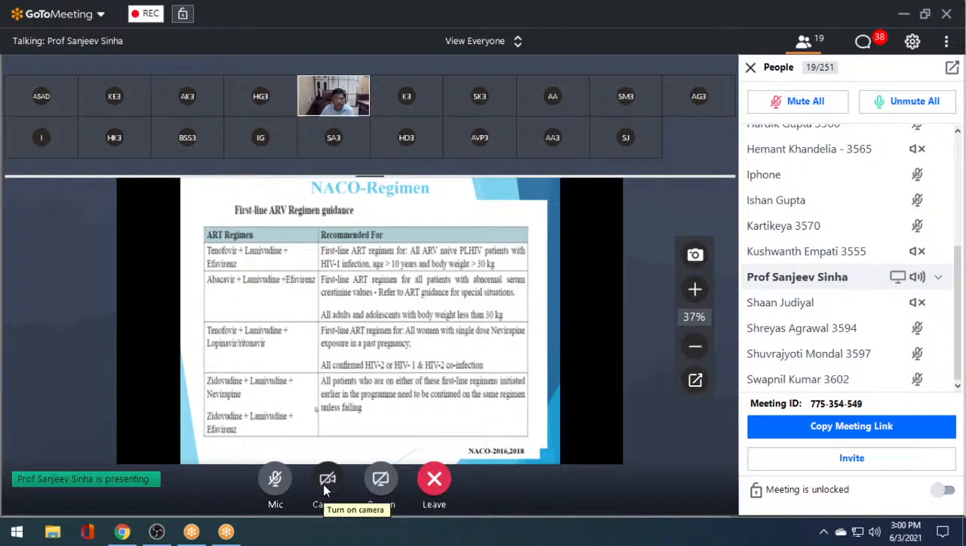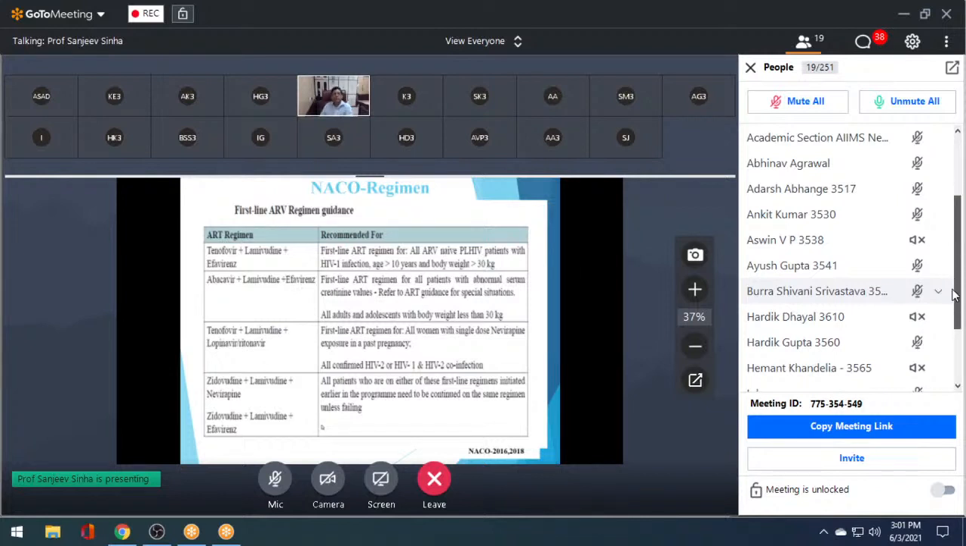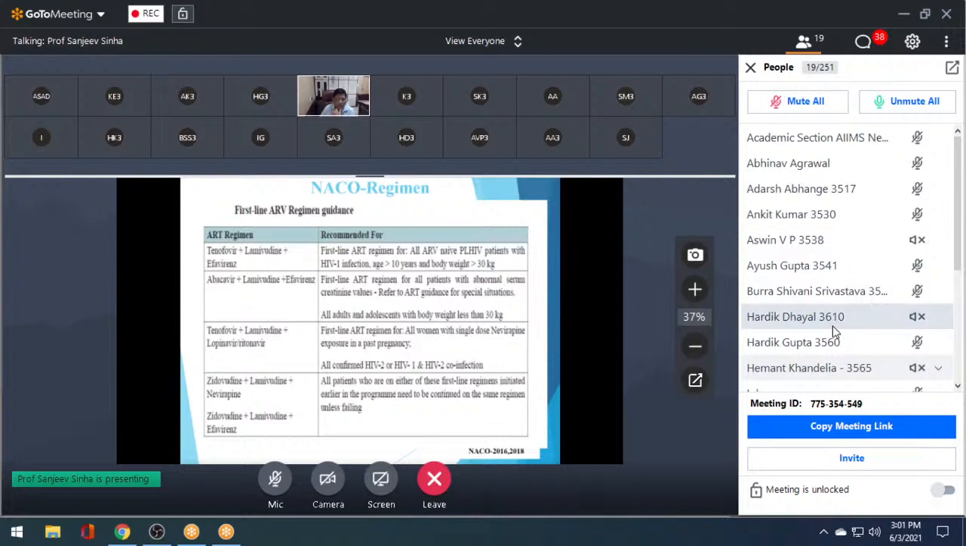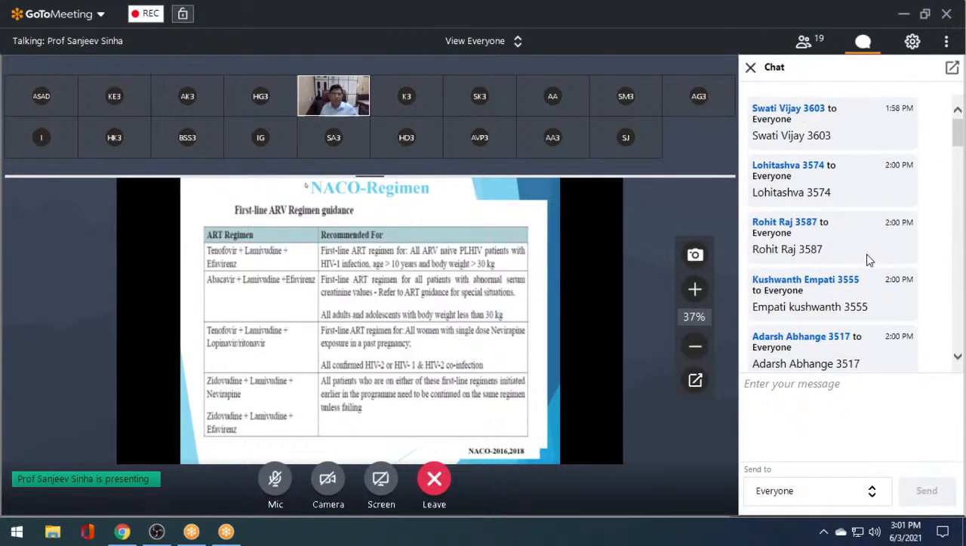And then we have the combination of zidovudine, lamivudine, and nevirapine. And here we put all patients who are on either of these first line regimens, initiated earlier in the program, who need to be continued on the same regimen unless failed. So if anybody is from before 2017, there was no combination available with tenofovir. So if the patient is on zidovudine, lamivudine, nevirapine, or efavirenz combination, we just continue them on the same regimen, and as soon as they fail, we switch to the combination of tenofovir, lamivudine.